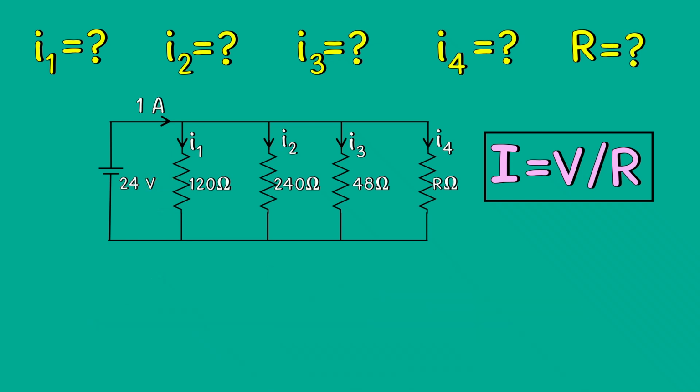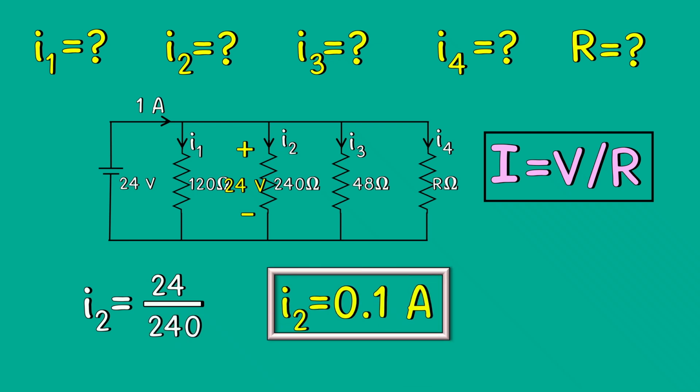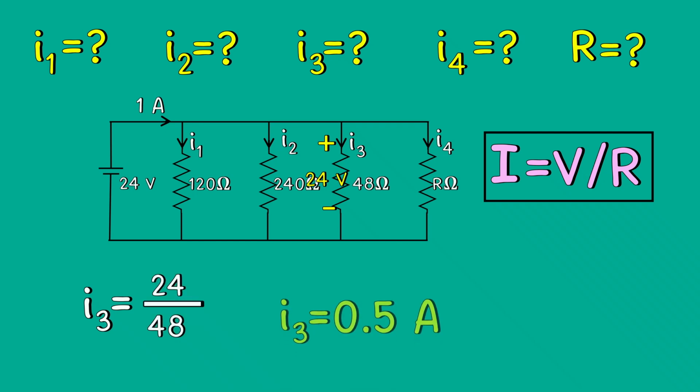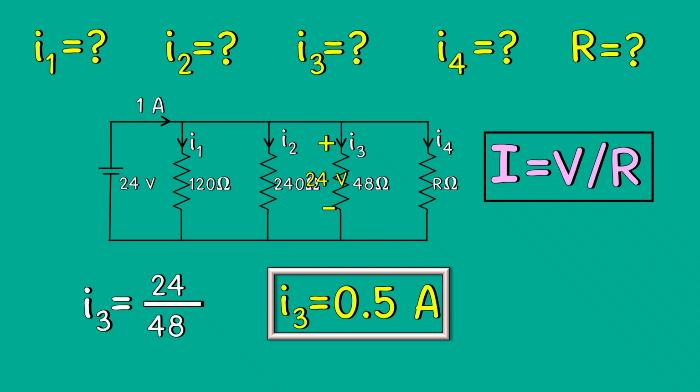Similarly, the voltage across the 240 ohm resistor is 24 volts. Hence, I2 is equal to 24 divided by 240, which equals 0.1 amps. Likewise, the voltage across the 48 ohm resistor is 24 volts. So, I3 is equal to 24 divided by 48, which equals 0.5 amps.